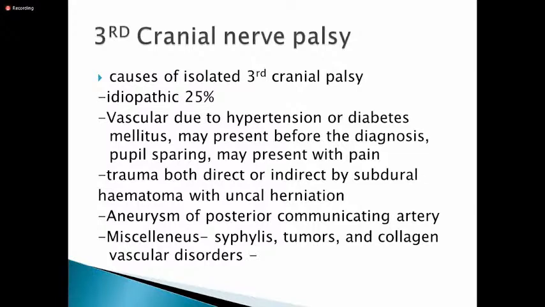Sometimes it might be painful. Traumatic cases, which can be direct trauma, that is orbital trauma, or indirect, like in cases of subdural hematoma or uncal herniation. This one, and also another type, is from aneurysm, especially of the posterior communicating artery in the brain. These two are called surgical.